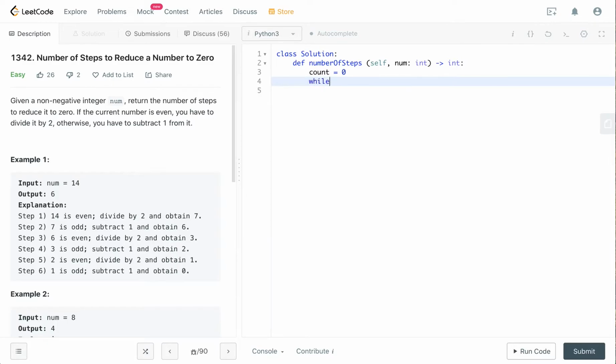So while our num is not equal to zero, if it's even, so num mod 2 is zero, then when it's even, num should be num divided by 2.